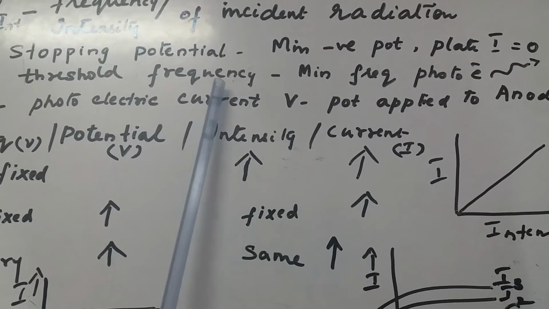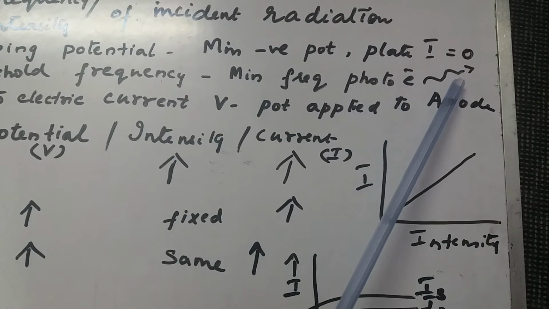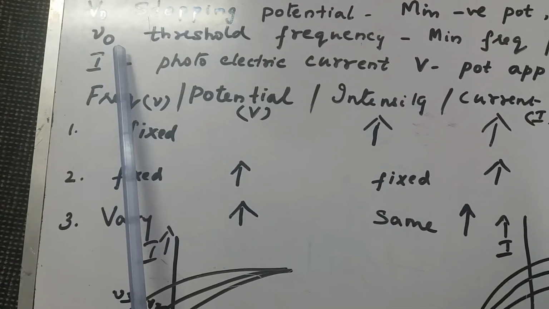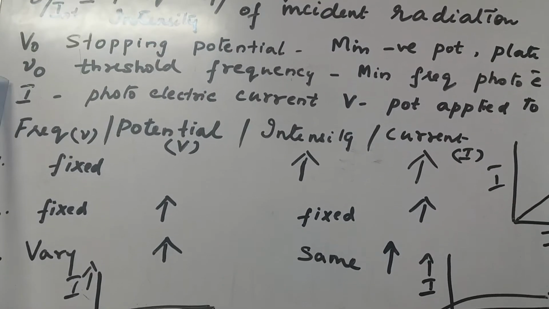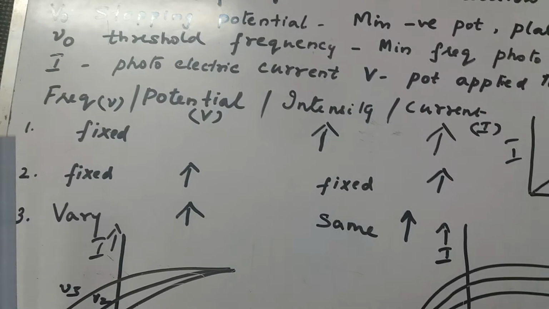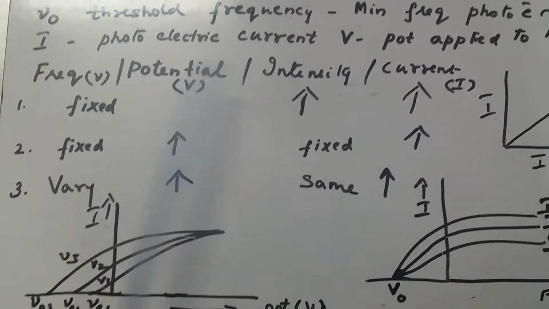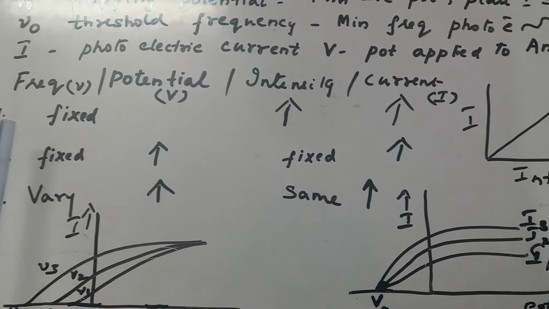What is threshold frequency? It is the minimum frequency for the photoelectric emission to take place. Above the threshold frequency there is photoelectric emission. Below threshold frequency there is no photoelectric emission. Now to explain the laws, I have divided into 4 parameters: frequency, potential, intensity and current. Now let's take the first law.